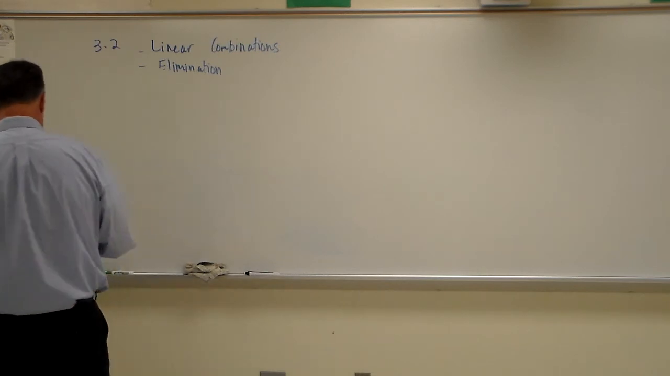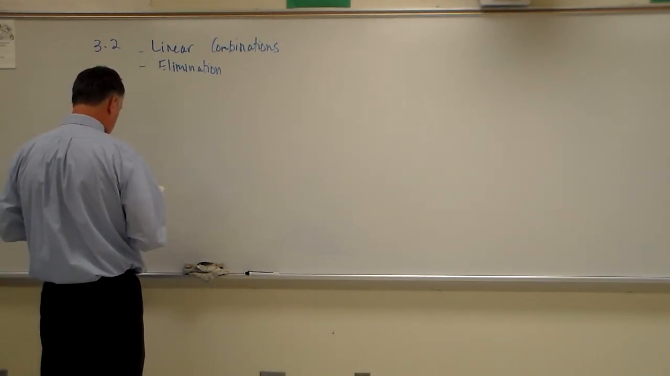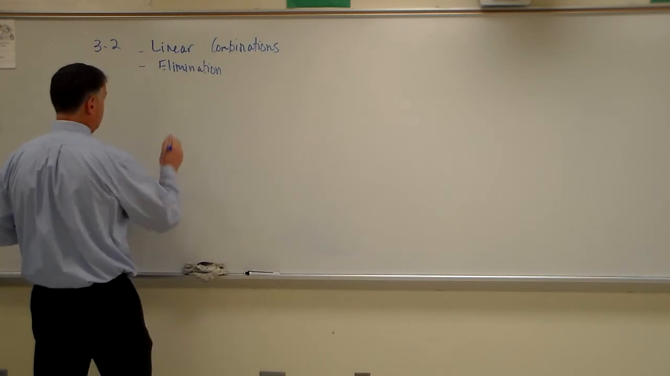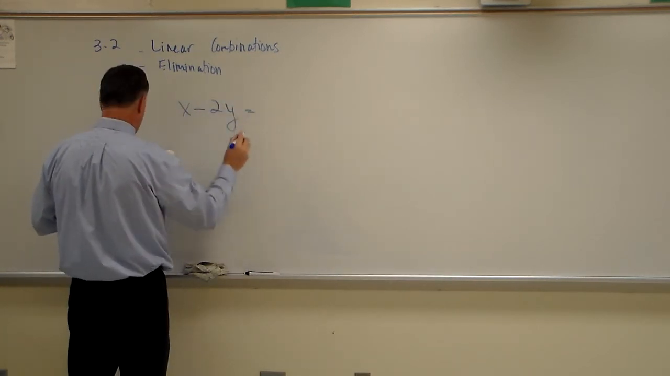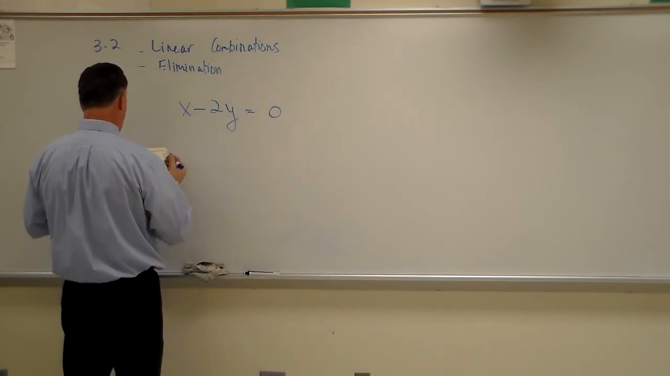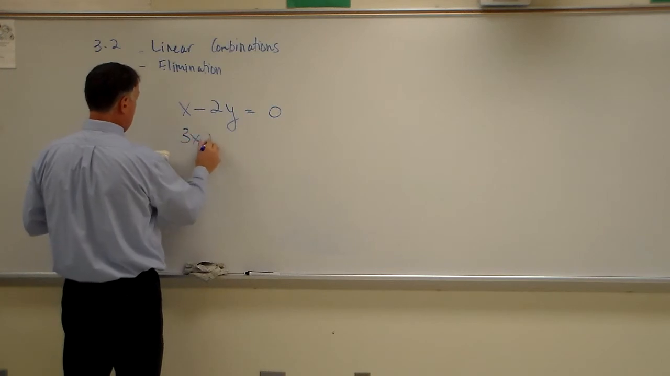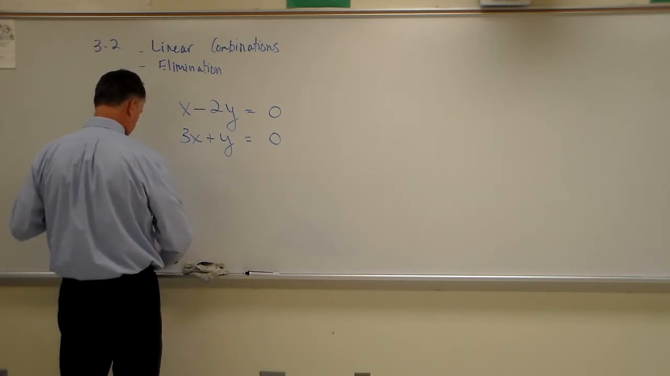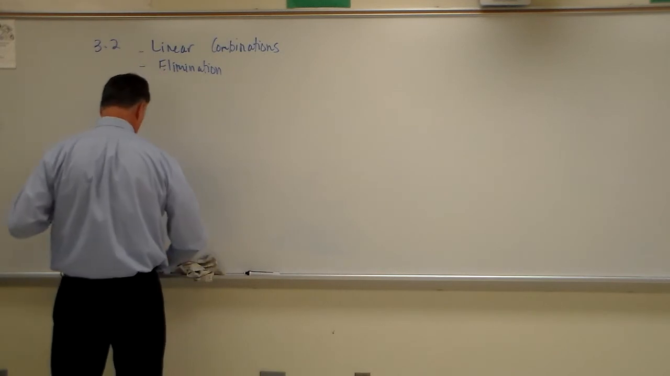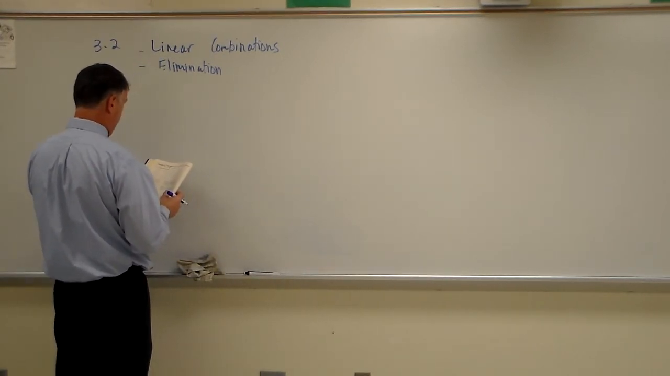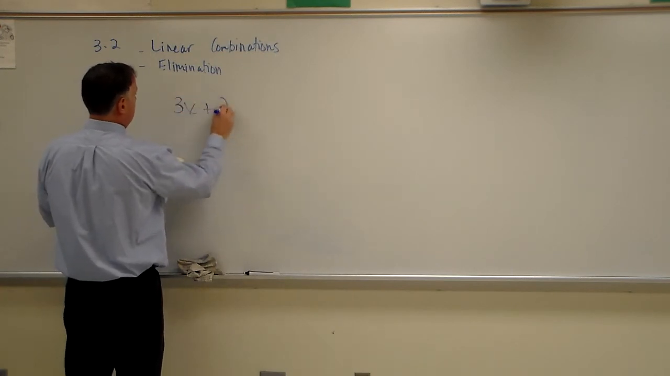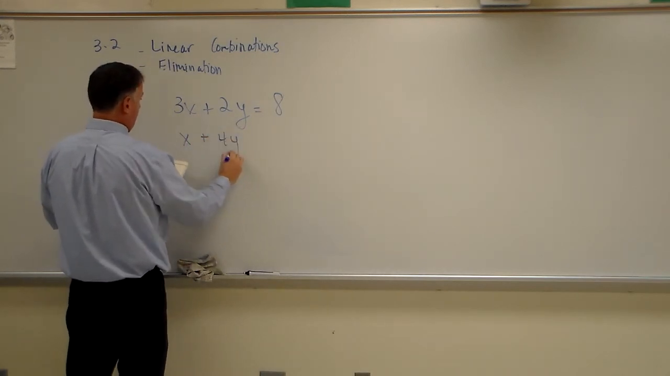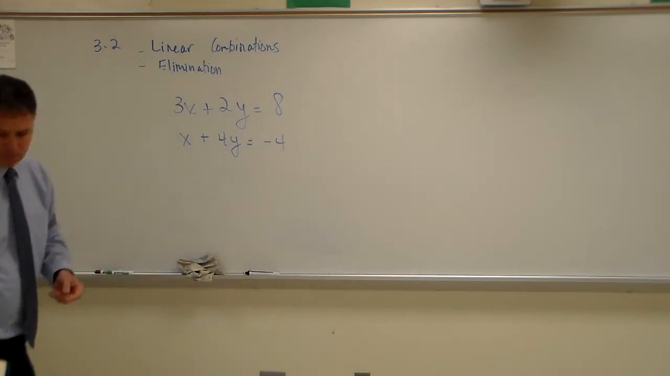So let's say I had this. Trying to find a good one to get us going here. X minus 2y equals 0, and 3x plus y equals 0. Don't like it. I don't like when they both say equals 0 starting off. Your first problem you ever see shouldn't look like that, so I changed my mind. Ready? 3x plus 2y equals 8, and x plus 4y equals negative 4.